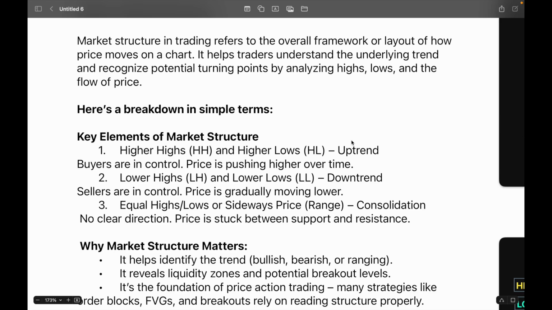We are going to jump to the charts, but let's just do a quick simple breakdown of the key elements of market structure. Number one, higher highs and higher lows is an uptrend, and that means buyers are in control. The price is pushing higher over time. Vice versa for the downwards. Lower highs and lower lows means it's a downtrend and that sellers are in control. Now equal highs and lows or sideways price means that the price is consolidating, that it's ranging, no clear direction, price is stuck between support and resistance.